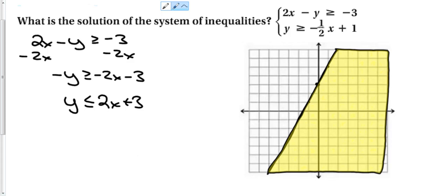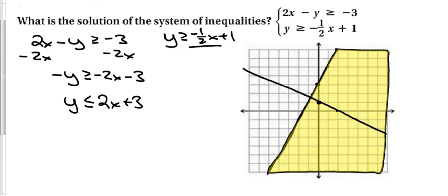That's only the first inequality, however. Now I have my second inequality, which is y is greater than or equal to negative 1/2 x plus 1. Luckily, this is already in slope-intercept form. All we have to do now is graph it. So I put a dot at 1. My slope is negative 1/2, which means down 1, right 2. Again, it's going to be a solid line because it is or equal to. Now I see that I have a greater than inequality, so I shade above the line. The region that's going to be part of my answer is above this line.